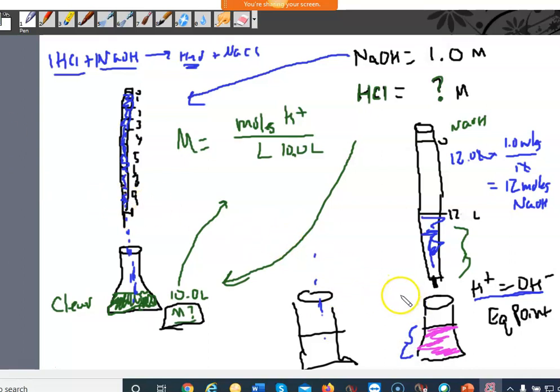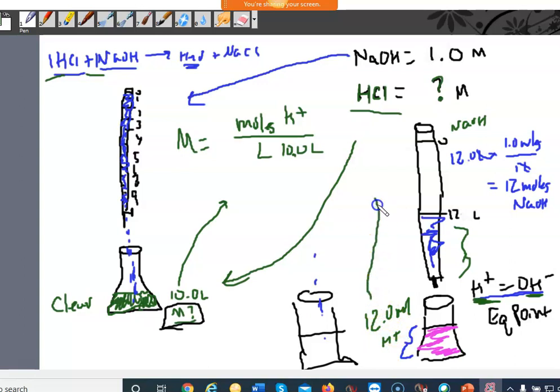You guys can... 12. Yep, good, exactly. It's the same number because it's equal, based off of our balanced equation. Right here I said for however many hydroxide I have, that's how much H plus I have. So that means my unknown solution had 12 moles of H plus ions in it.